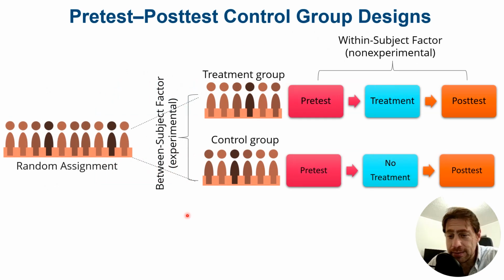Now, if you were to use random assignment in the creation of the treatment and control group, well, now this becomes an independent variable and an experimental strategy. So now you still have a mixed design which combines between subject and within subject factors, and also a combined strategy which combines experimental and non-experimental strategies.